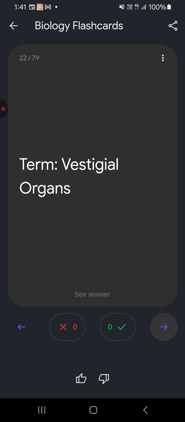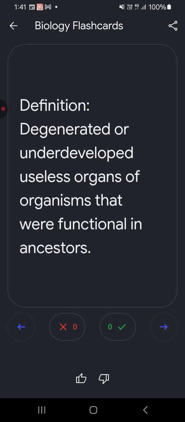Define the term vestigial organs. Degenerated or underdeveloped, useless organs of organisms that were functional in the ancestors. These organs may have been functional in the ancestors, but now they are either underdeveloped or degenerated.